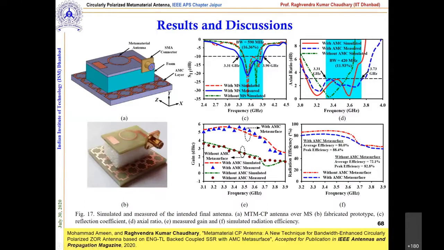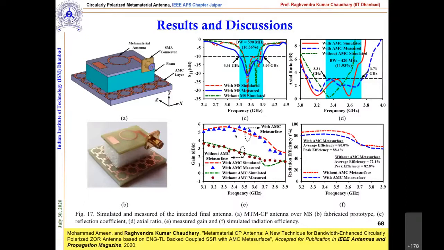Correct. Here, you see that with the AMC structure, we have 80% efficiency and the peak efficiency is 88.4, whereas without it, you are getting 72 and 82. Right? So it's a good number. We increased it by 10. Correct. And if you check the gain, with AMC you have a very good gain, around 4.8 to 5 dB. Correct. It's quite a good gain.